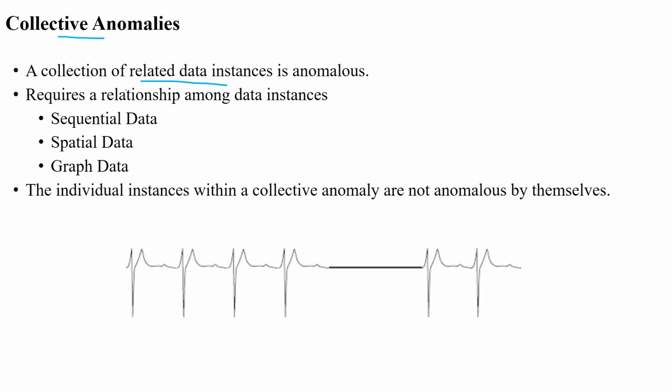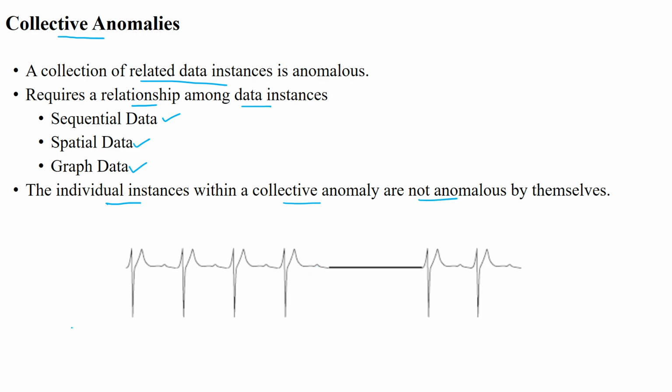Here it requires a relationship among a set of data instances. The sequential data may be a collective anomaly, spatial data also may be a collective anomaly, or graphical data also may be a data anomaly. Here, the individual instances within a collective anomaly cannot be an anomaly by themselves.